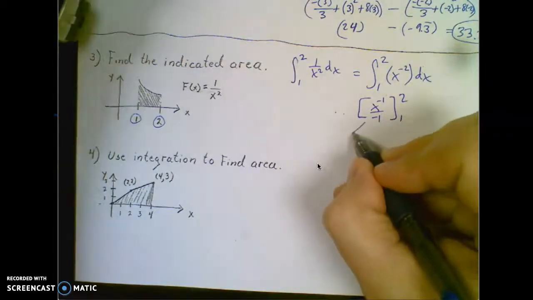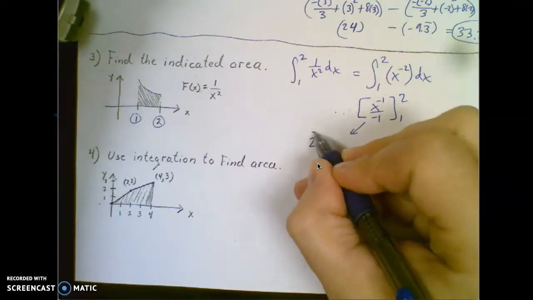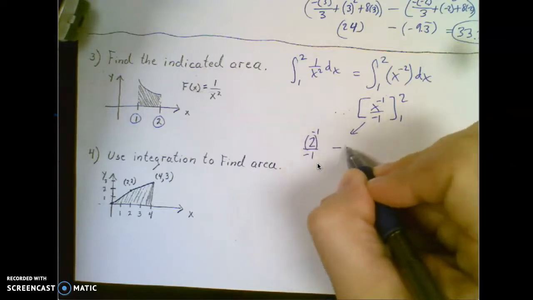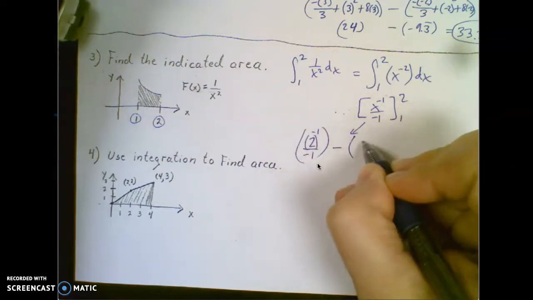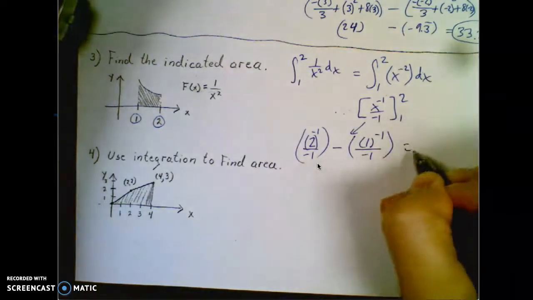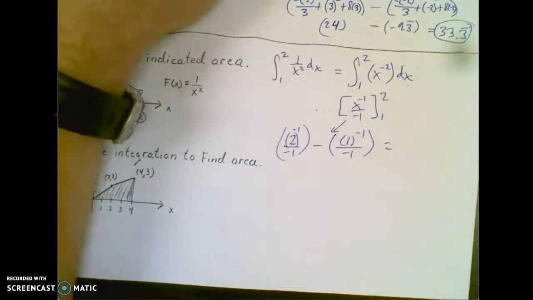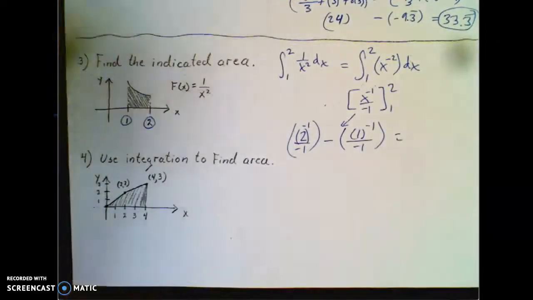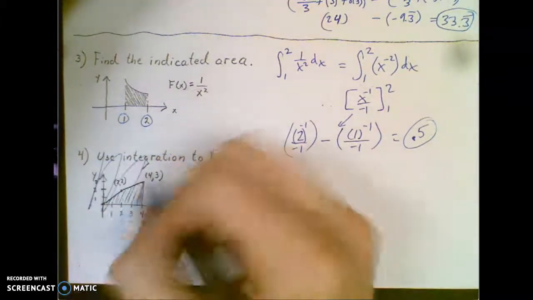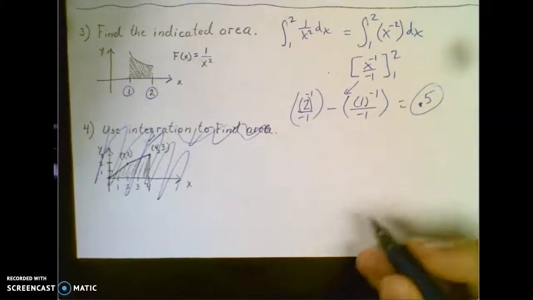Okay, and then you plug in a 2 to the negative 1 over negative 1, and then you'll subtract off a 1 to the negative 1 over negative 1. Okay, and then once you get that, you'll get your answer. I'm going to change number 4 so it's better review for your quiz. Okay, so this one came out to be 0.5. Alright, so I'm changing number 4 to something that'll prepare you for your quiz.